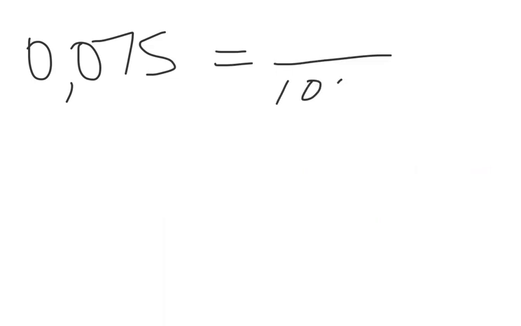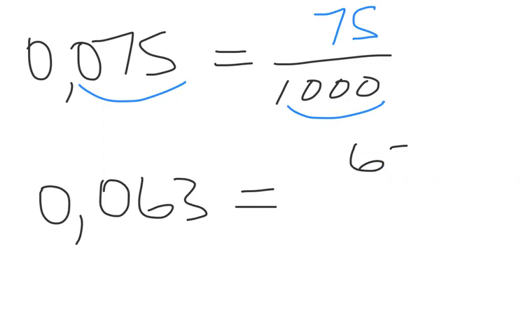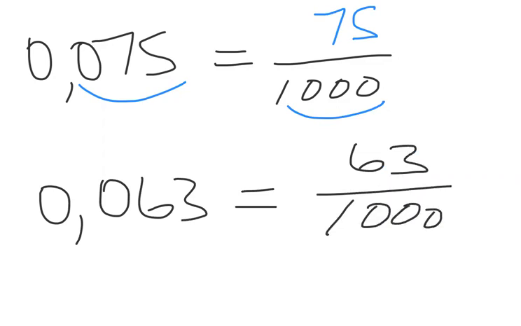Let's do 2 more. What is 75 divided by, not that one. So it's 0.075, so that's going to be 1000, because we got that 3, so that's why we have the 1000. On top we only have 75 because we don't really need the 0. Last one, 0.063. Can already see that's 63 divided by 1000.